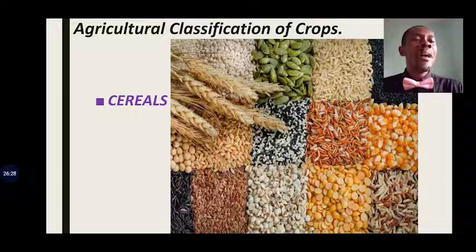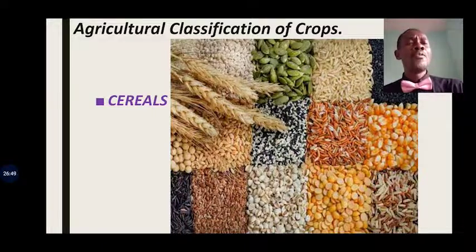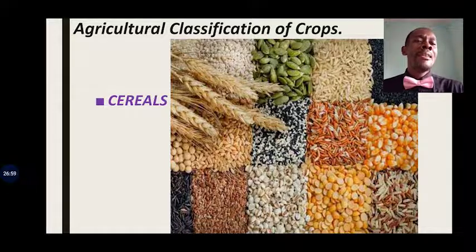Mainly we consume the grains of those grasses, and we classify them under the group called cereals. You can agree with me that cereals are mostly the staple food of different regions of the world today. Maize is one of the world's staple foods we have. Maize, rice, all of them belong to cereal. Millet, wheat, and the rest of them. They are all cereals. So this group of grasses that produce grains that we consume are called cereals.